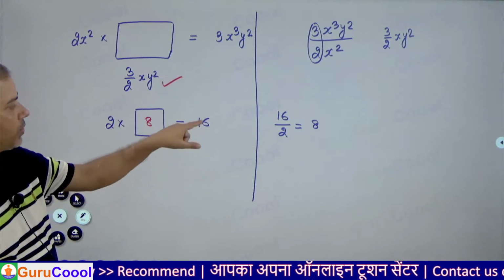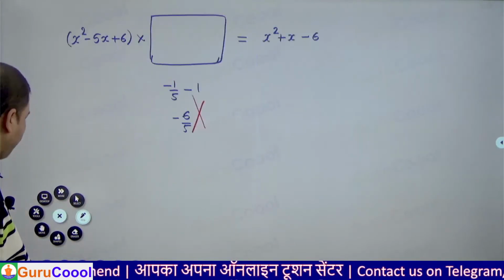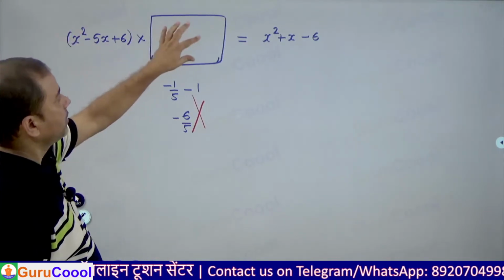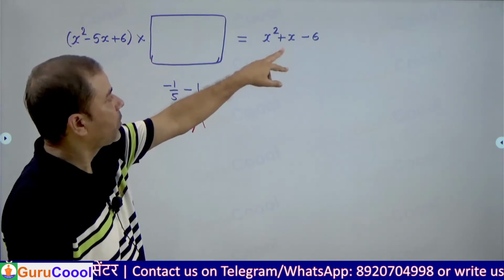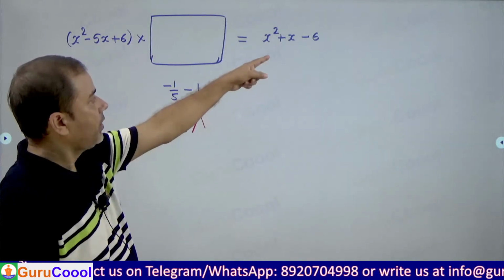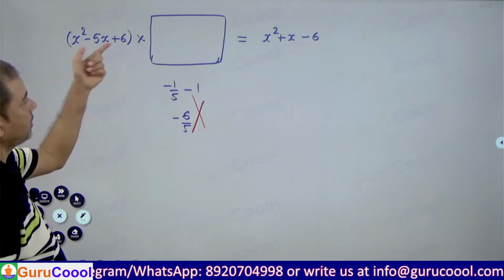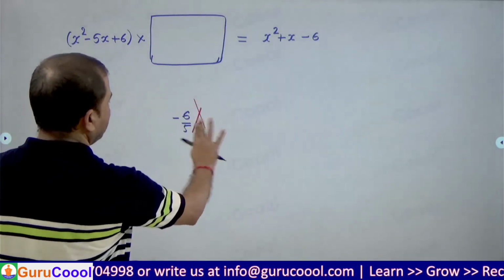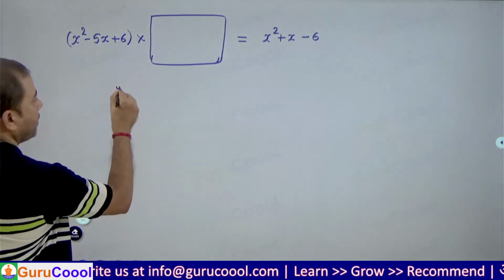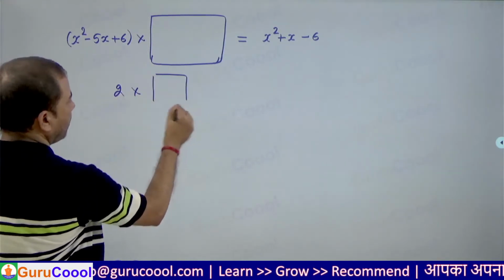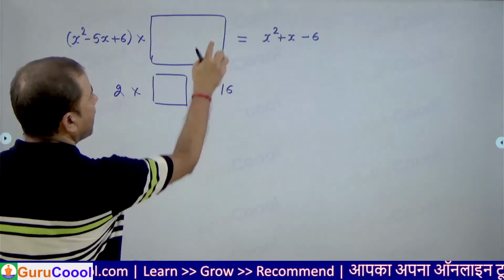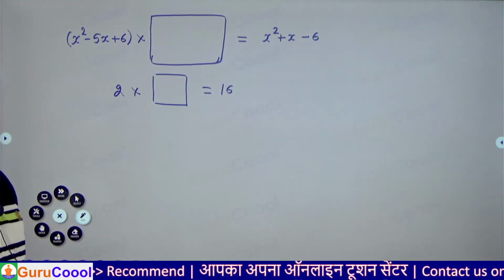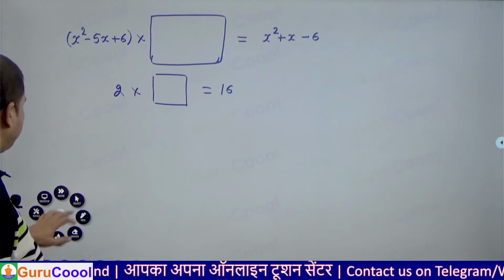So, the product should be divided by one of the factors. In this case, this expression times this missing thing is equal to this. This second thing is the product, and this is the first factor. The second factor is missing. Isn't it the same idea? If I say 2 times what equals 16, are these questions different? Are these questions different? No.